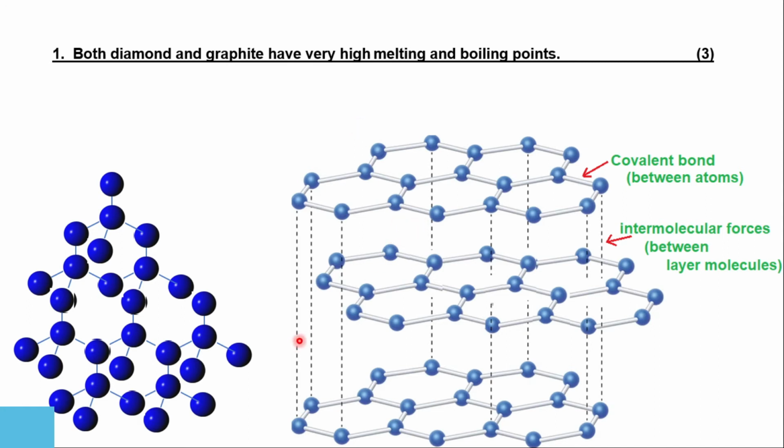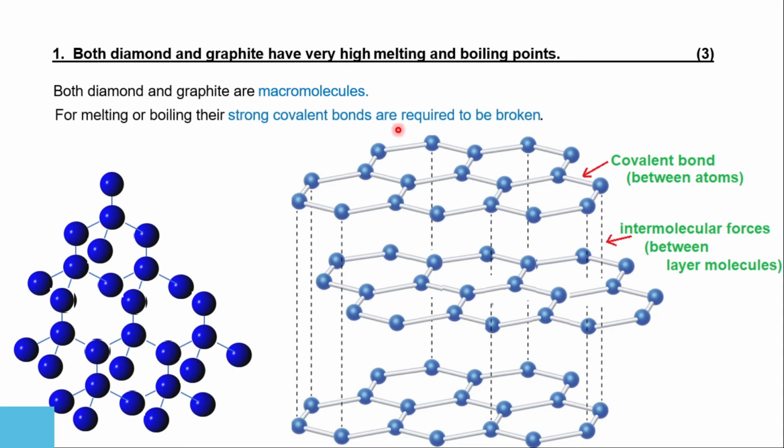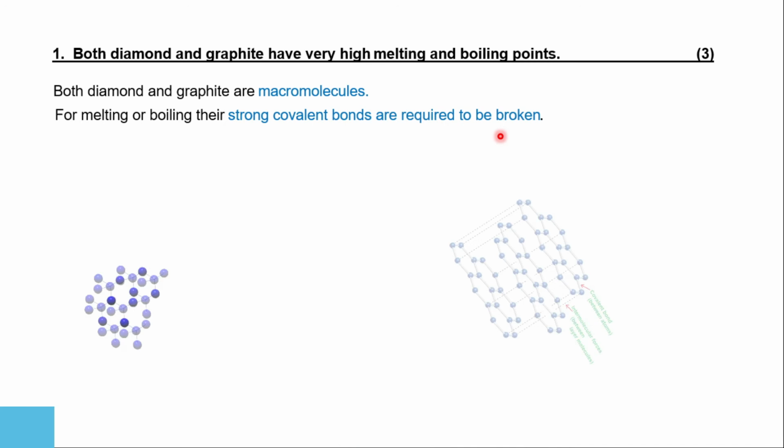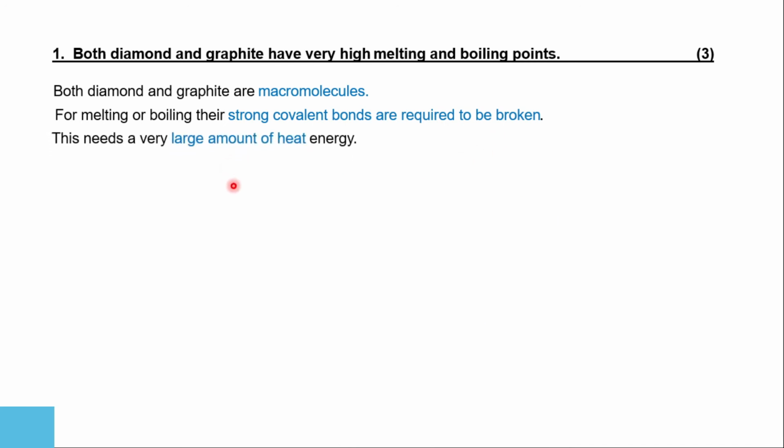The key point is you will have to break their covalent bonds, because in diamond there are only covalent bonds. It's a giant structure. For graphite, though there are intermolecular forces between the layers, separating the layers is not enough to melt or boil them. For melting or boiling, you need to break the covalent bonds. And as they are macromolecules, a lot of strong covalent bonds are required to be broken, and this needs a very large amount of heat energy.